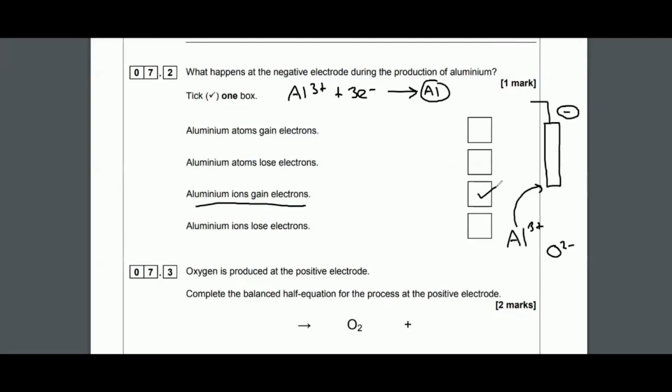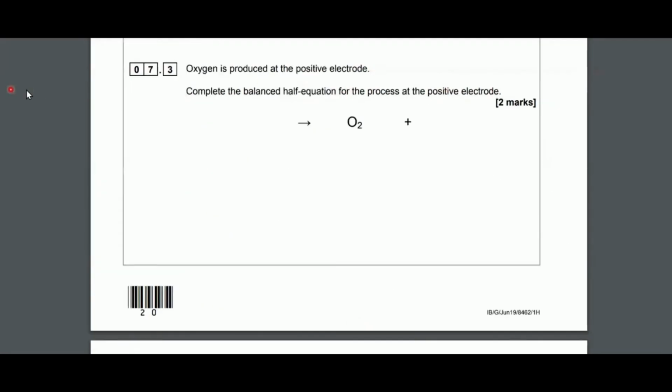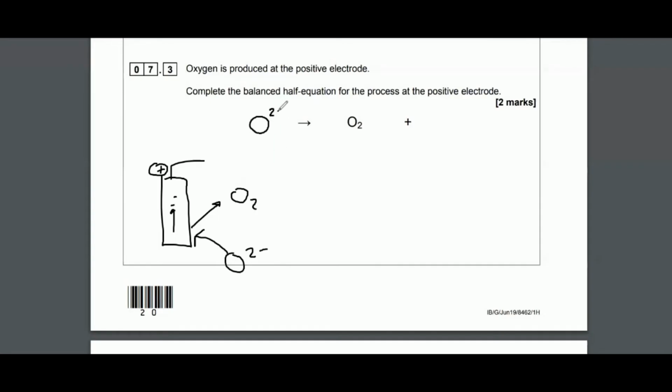All right, let's check out 7.3. Oxygen is produced at the positive electrode. Complete the balanced half equation for the process at the positive electrode. So you can see what I've drawn here is a positive electrode, and the O2- ions, the oxide ions, are going to go to the positive electrode, where they're going to lose their electrons and become oxygen gas. And each oxide O2- is going to lose 2 electrons.